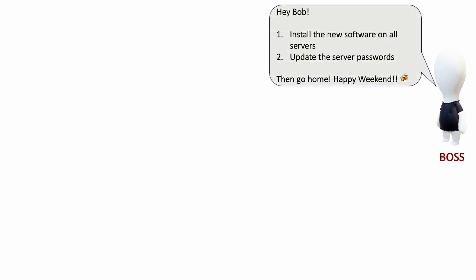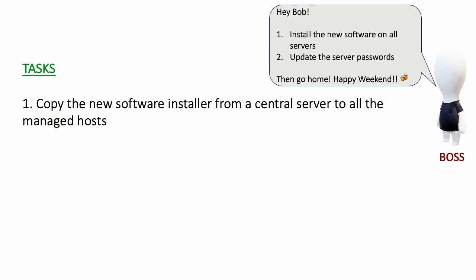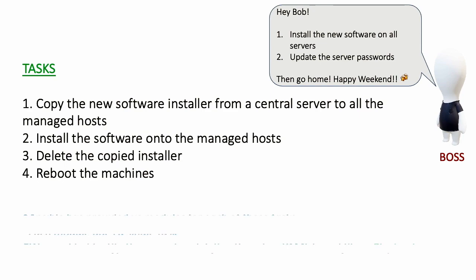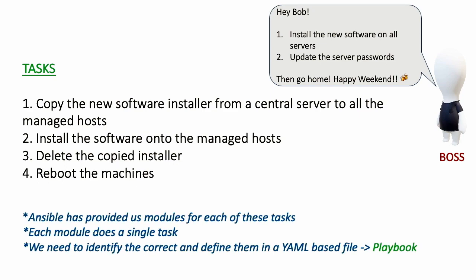Now let's get back to the original task wherein Bob had to install the software on all the servers and then reboot them. So if we actually list out the steps involved in this task, this breaks down into multiple subtasks as follows. First is to copy the new software installer from a central server to all the managed hosts. Then install the software on all the managed hosts. Delete the copied installer and finally reboot the machines. So Ansible has inbuilt modules for each of these subtasks. Our job here is to identify the correct module and list them stepwise in a YAML file, which we will call our playbook. Once our playbook with correct modules is ready, we can tell Ansible to execute the playbook and carry out the tasks on the managed hosts.